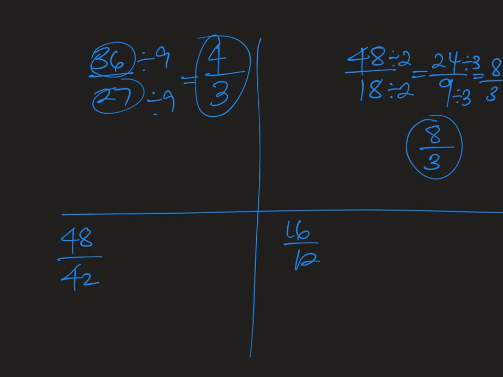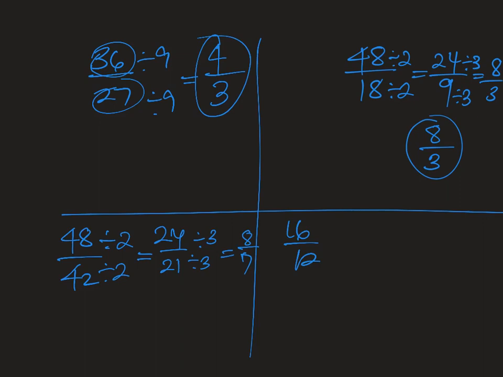48 divided by 42, we can use a similar approach. We divide both numerator and denominator by 2. And so you have 24 over 21. And then you look at it and say, what else can I do? I divide this by 3 and this by 3. And so I have 8 over 7. So that's another approach to use.